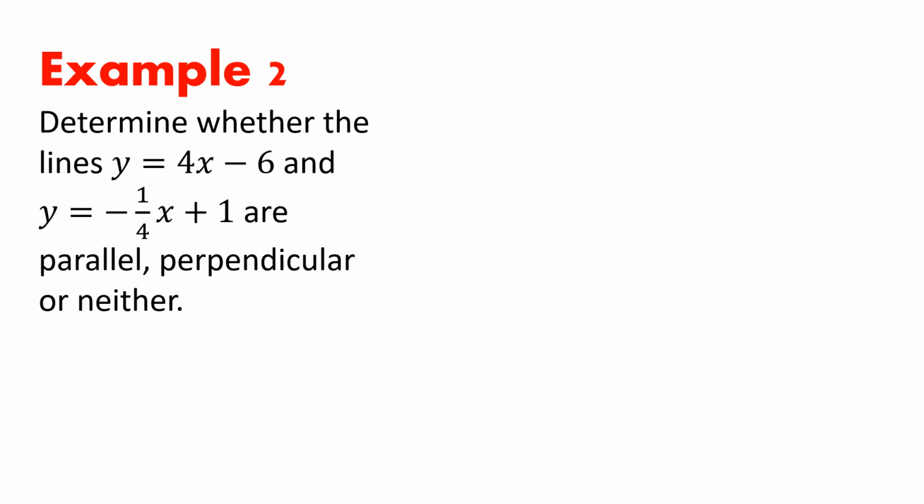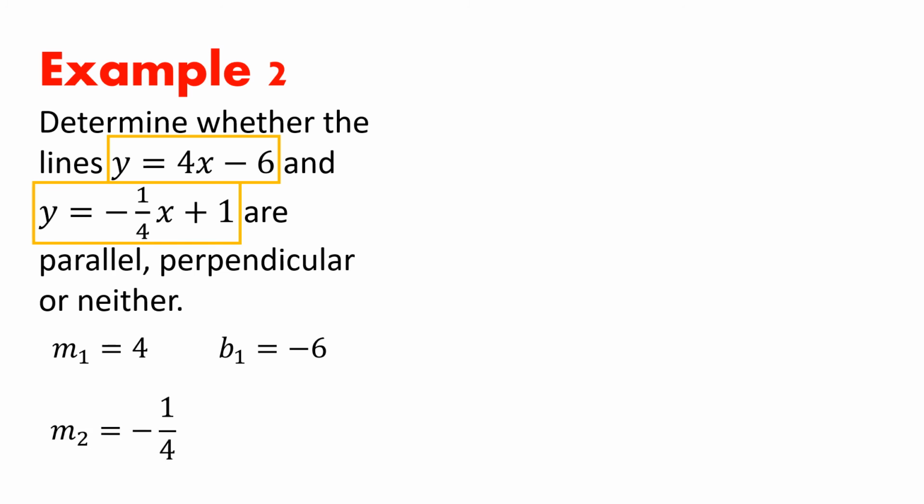In example 2, we are asked to determine whether the lines y equals 4x minus 6 and y equals negative 1/4 x plus 1 are parallel, perpendicular, or neither. Looking at the equation of the first line, notice how the slope m is equal to 4, and the y-intercept is equal to negative 6. For the second line, the slope is negative 1/4, and the y-intercept is equal to 1. The two slopes are different, so we know the lines are not parallel.